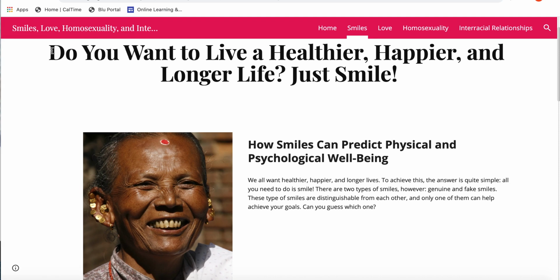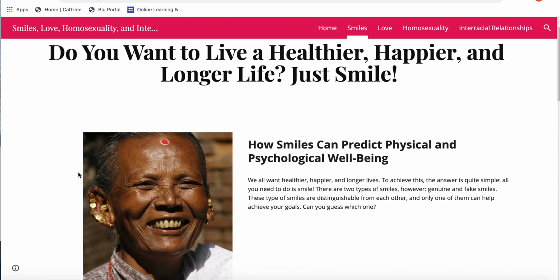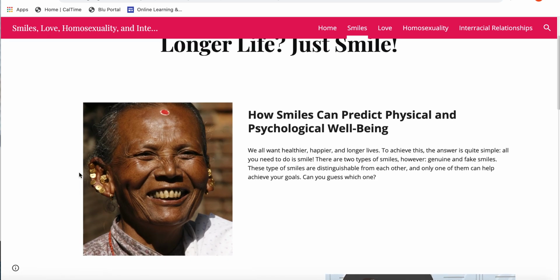First, look at the title, right? You want to live a healthier, happier, and longer life? Just smile. All right, well, first of all, that's a great title because it tells you exactly what the piece is about, but it also goes perfectly with this image because she seems to have lived a long life, right? And she looks really happy and she's got a big smile.